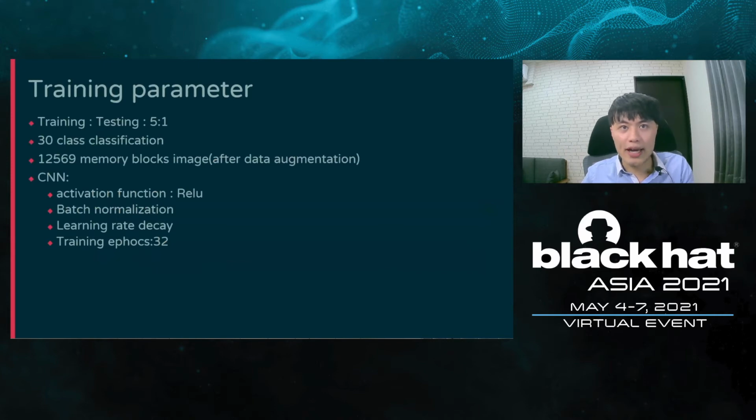We split the data into training and testing. The proportion is 5:1. The task is a 30-class malware classification. There are 12,569 memory blocks, and this amount is after the data augmentation. The activation function in the CNN is ReLU. We also use batch normalization and learning rate decay in the CNN, and the training epochs we set is 32.